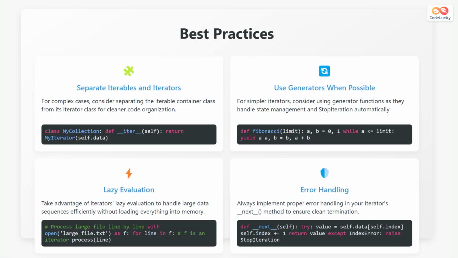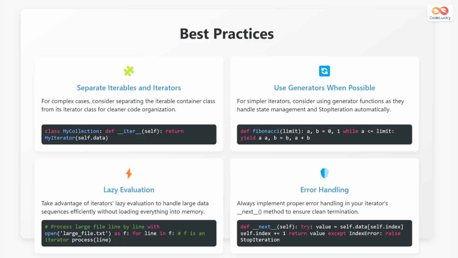To effectively work with iterators, here are some best practices. First, separate iterables and iterators. For complex cases, consider separating the iterable container class from its iterator class for cleaner code organization. Next, use generators when possible. For simpler iterators, consider using generator functions, as they handle state management and StopIteration automatically. Then lazy evaluation. Take advantage of iterators' lazy evaluation to handle large data sequences efficiently without loading everything into memory. Here we process a large file line by line.